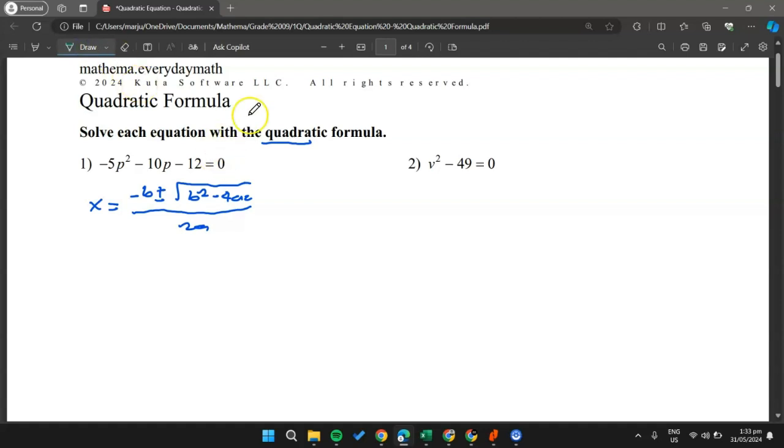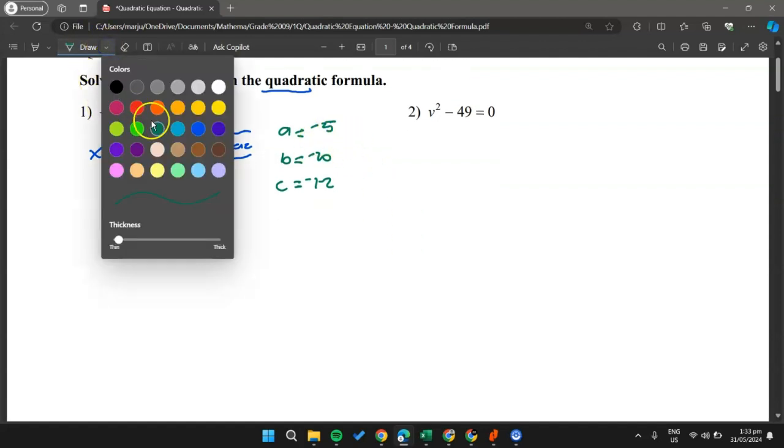The first thing that you should do is identify your a, b, and c. For number 1, our a is negative 5, our b is negative 10, and then our c is negative 12. After that, all we have to do is plug these values into our quadratic formula.